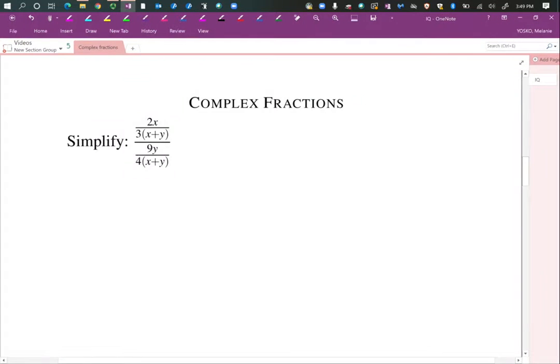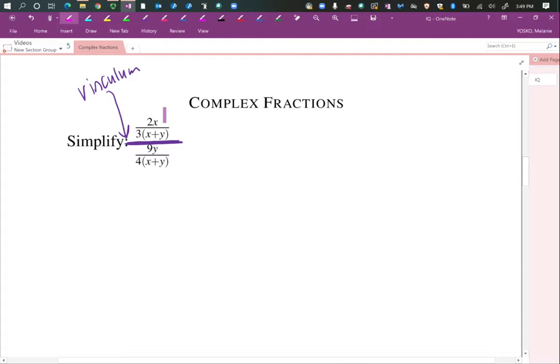Okay, so let's do some more examples with complex fractions. Remember, a complex fraction is a fraction within a fraction. So here, this is my middle division bar. It has a really fun name. It is called the vinculum.